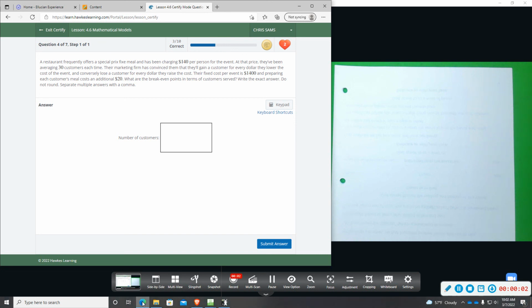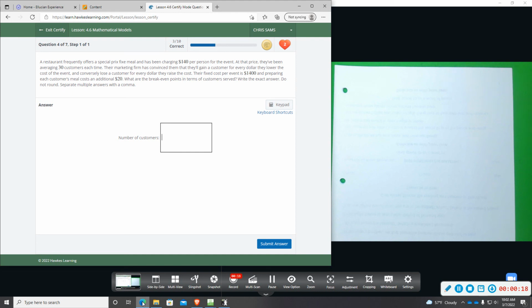All right, number 4. A restaurant frequently offers a special Prix Fixe meal and has been charging $140 per person for the event at that price. They've been averaging 30 customers each time.